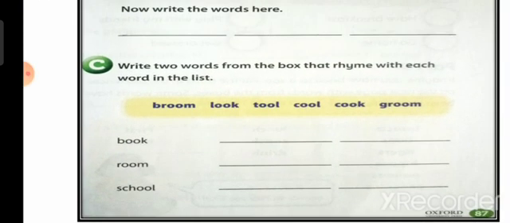The next word is room. Room. The ending sound is oom. So, can you tell me the words that rhyme with room? Yay, very nice. They are broom and groom. So, cut these words from the word bank and write here on these two lines. Broom and groom are the rhyming words for room.